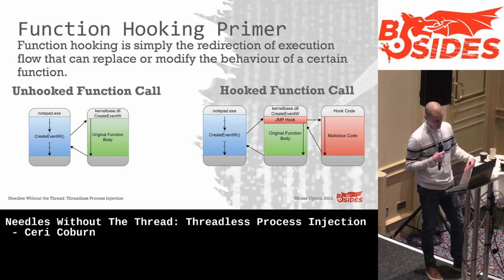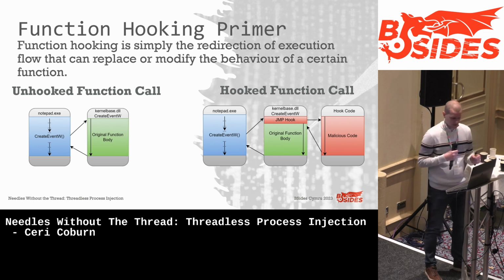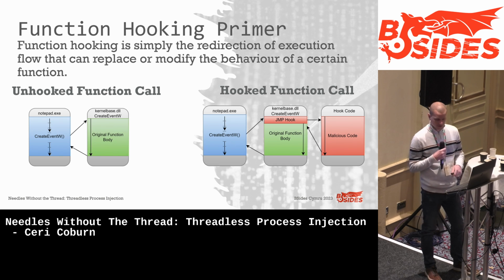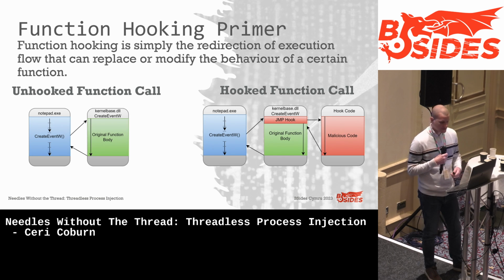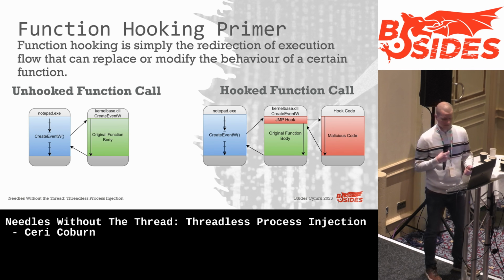Now, when it comes to hooking, the first instruction is modified, so it's patched within that CreateEventW function, and a jump instruction is typically used, and that will jump to another piece of code. That piece of code can then perhaps modify the arguments to CreateEventW in a way that's to the attacker's advantage, or perhaps it won't even make a call to the original function at all. A good example of this is an AMSI bypass technique, where instead of calling the original function, it just returns true to say that the payload is clean.